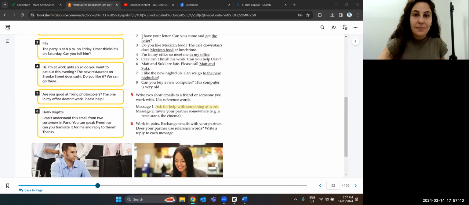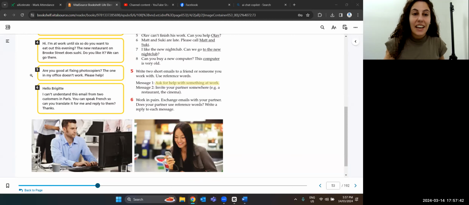Number 5. Are you good at fixing photocopiers? The one in my office doesn't work. Please help. That's work. That's a work email because they're talking about equipment that's in their workspace. So that's a work email.